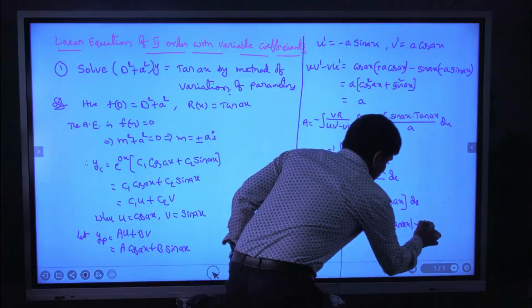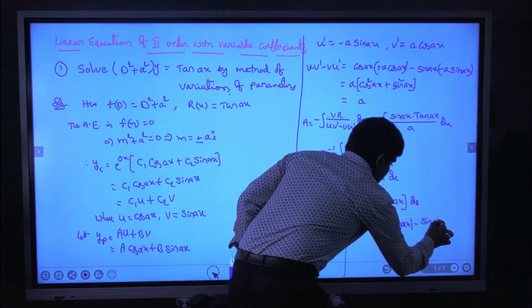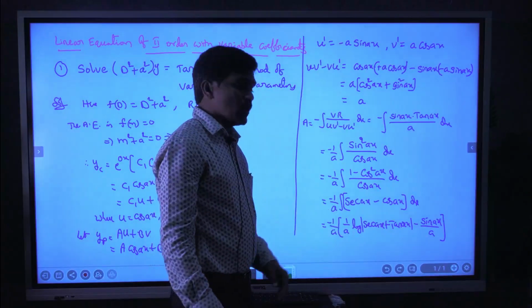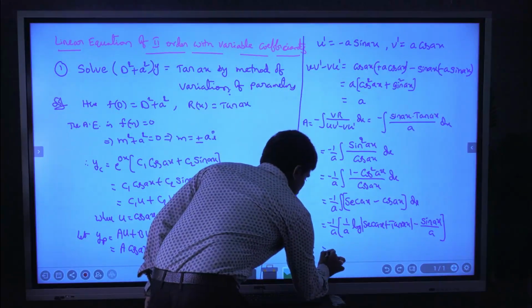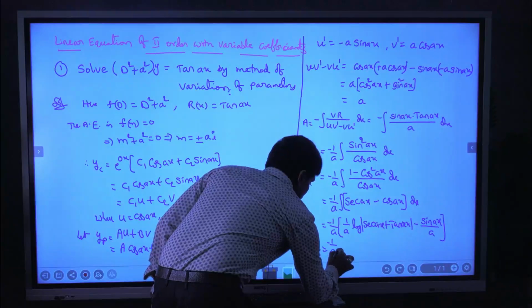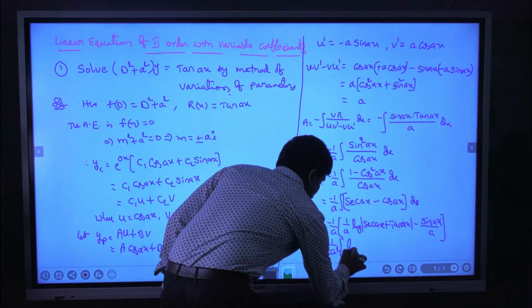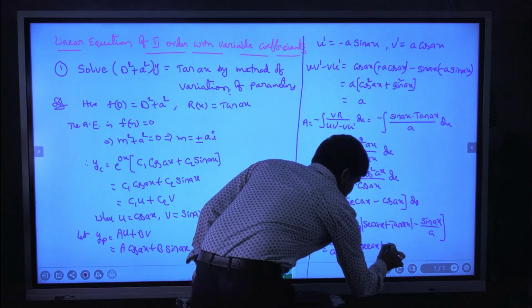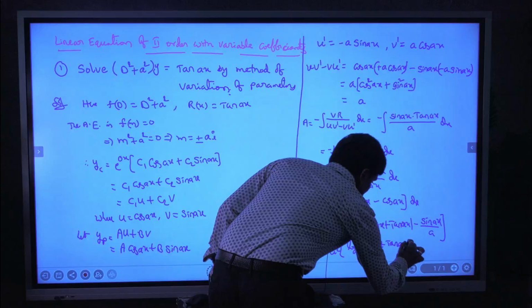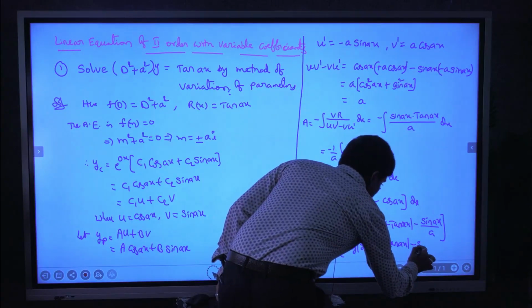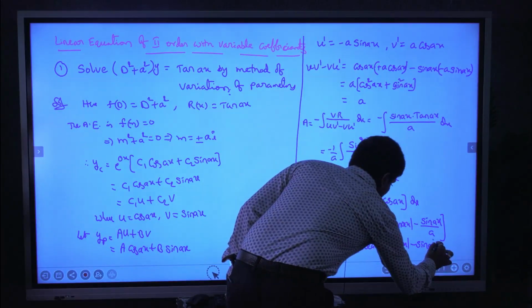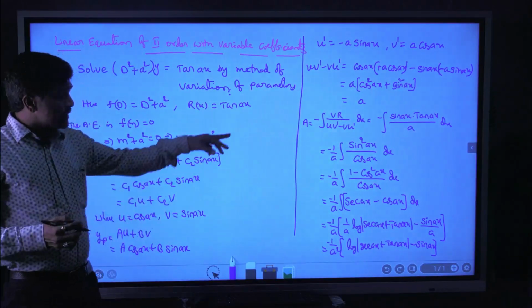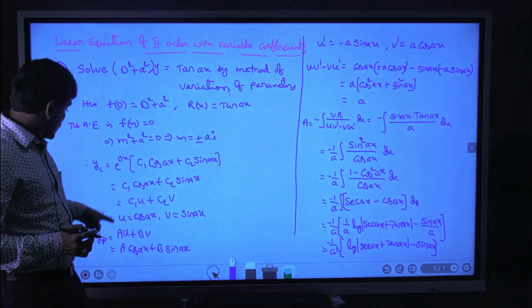Cos ax integration is sin ax by a. So then in that, 1 by a is common. Now take this one, minus 1 by a square logarithm of secant ax plus tan ax minus sin ax. So this is the A value, right? So after getting A, then go for B.